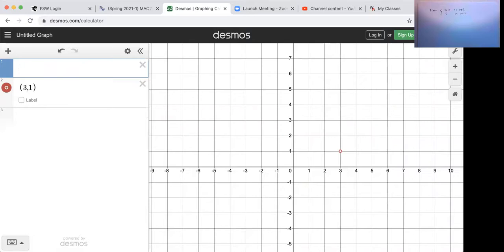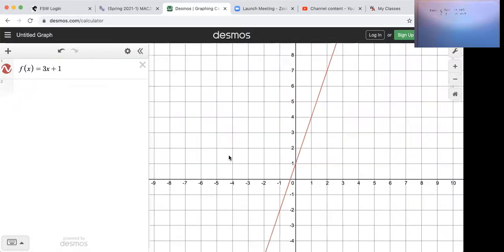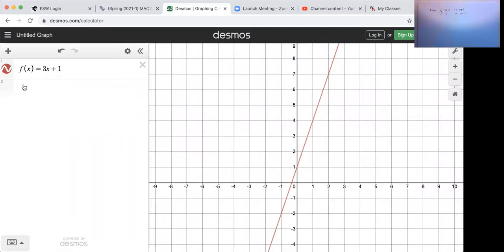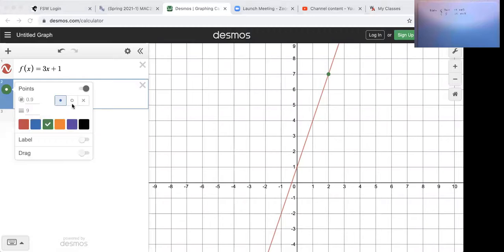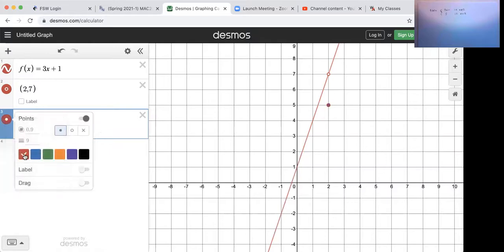We know it is 3x plus 1. But we are supposed to remove the value at 2. The value at 2 looks like it should have been 7. We'll remove that. So (2, 7) will make a hole. So that is not there, but at 2, the value is 5. And then the question is, is this continuous?